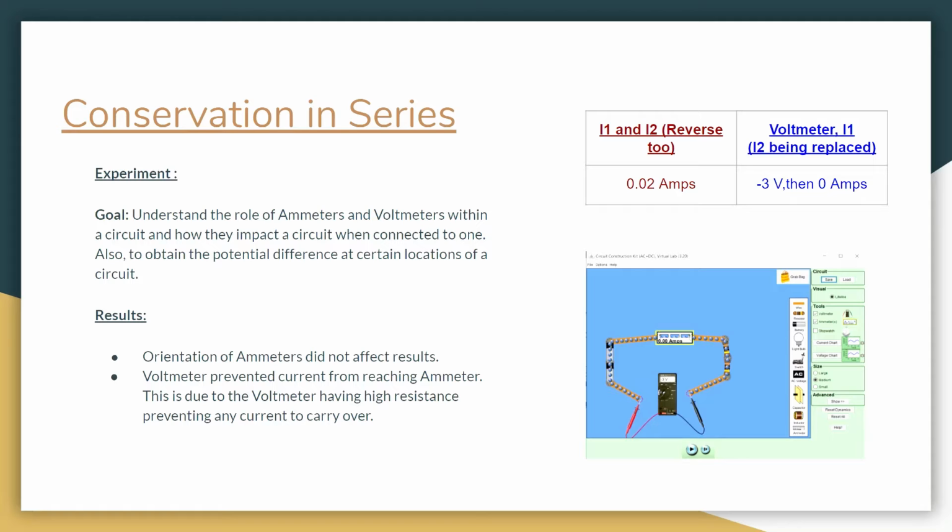As you can see in my table for the voltmeter, as well as using I1, the ammeter, it does read -3 volts for the potential difference on the voltmeter. However, the ammeter is going to read 0 amps simply because there is no current running through the circuit anymore, because of the voltmeter.